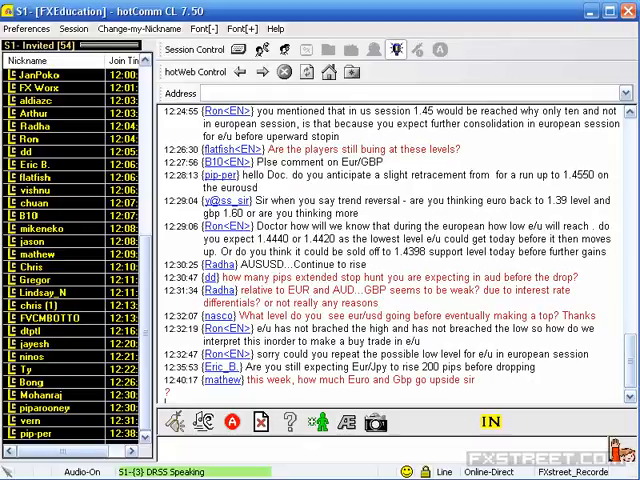Then rather, relative to euro and Australian dollar, GBP seems to be weak. Is that due to interest rate differential or not really any reason? No reason at all, sir.